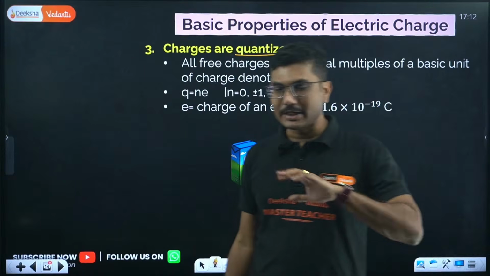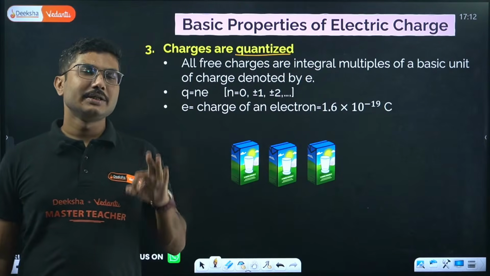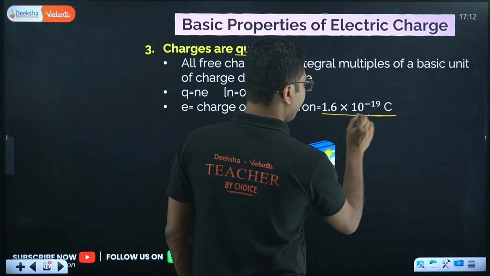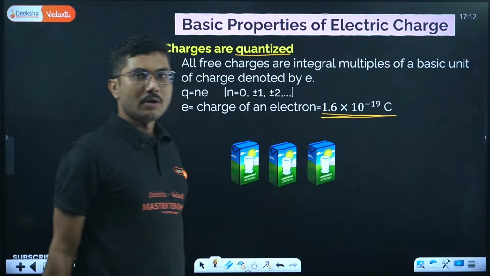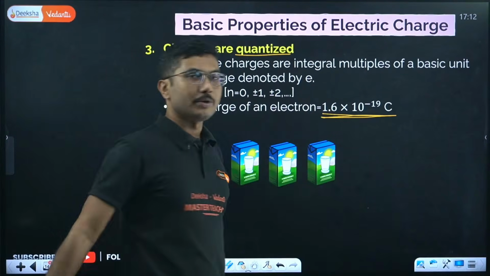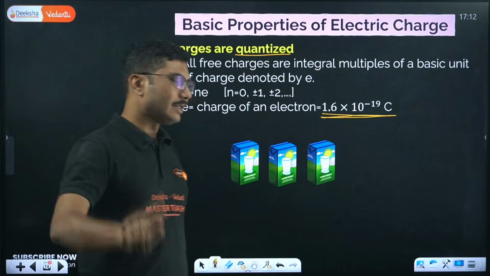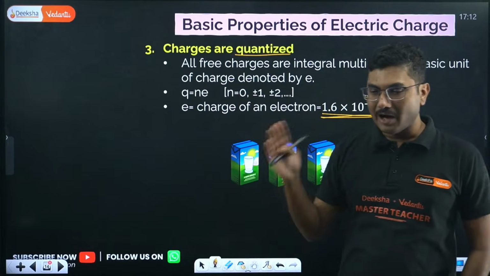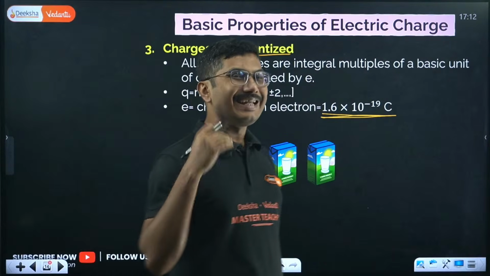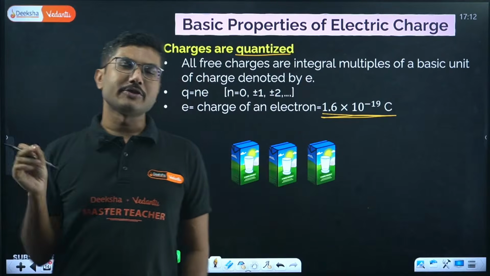So if you require something in between, you will not get that, okay? The minimum amount of charge that is possible is 1.6 × 10^-19 Coulomb. This is actually the charge of one single electron. You cannot have half an electron charge, or 1.5 electron charge, or any fractional amount of electrons. Electron is a whole number. Charge of an electron is a whole number.